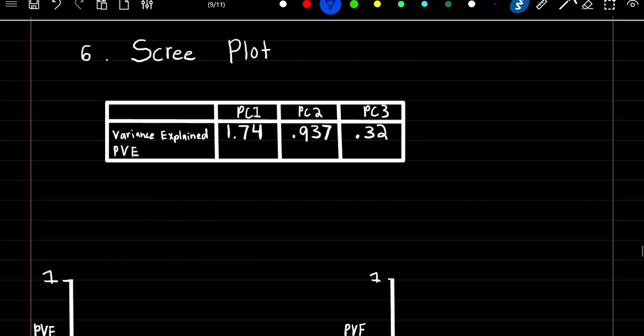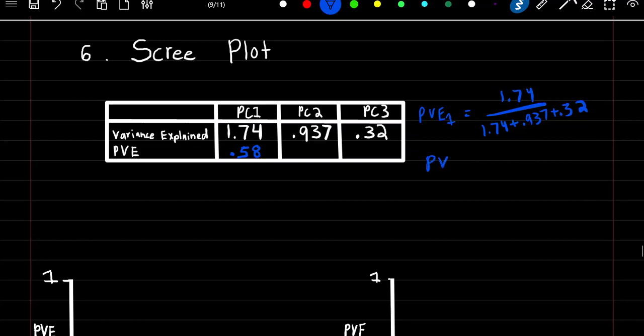So now that we found the variance explained by each individual principal component, we can find the proportion of variance explained for each of these principal components compared to the other principal components. So for principal component 1, the proportion of variance explained is just going to be equal to the variance explained by our first principal component, and then over the variance explained by all our principal components. So it would just be 1.74 plus 0.937 plus 0.32. And this will give a value of 0.58. So we can say, of the total variation in the dataset, principal component 1 explained 58% of it.